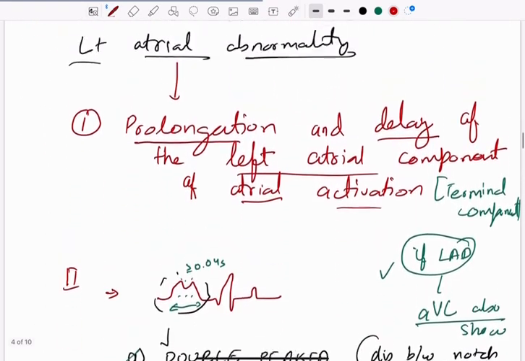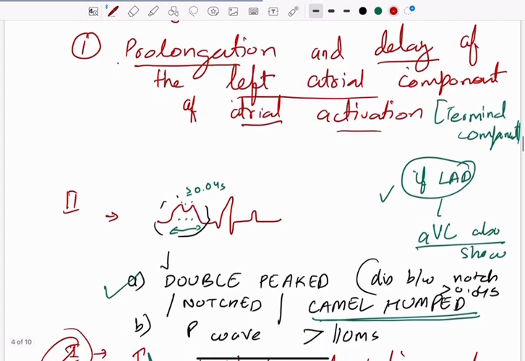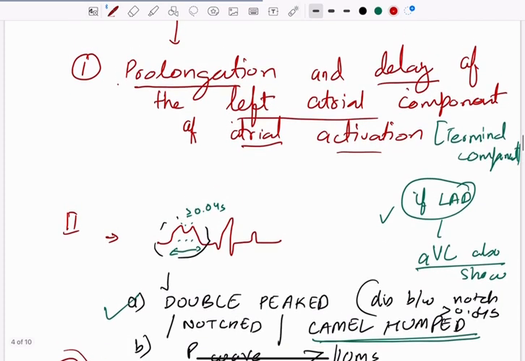Now what are the features? Remember the basic concept of the P wave. I have already discussed in the previous module that you have to look at lead 2, lead V1 and the frontal axis for any atrial abnormality to be described. So let's start with those basic concepts in our mind. First is prolongation and delay of the left atrial component of atrial activation. Now what is the left atrial component in lead 2 and V1? In both, it is the terminal component.